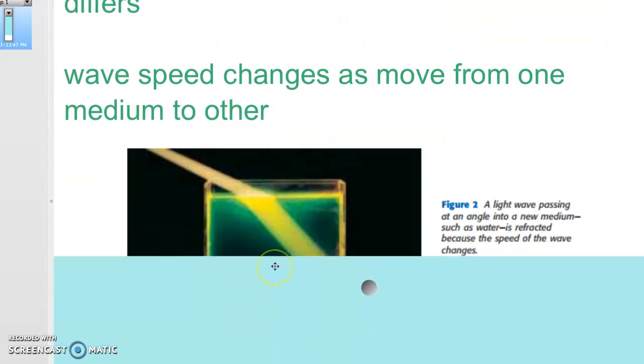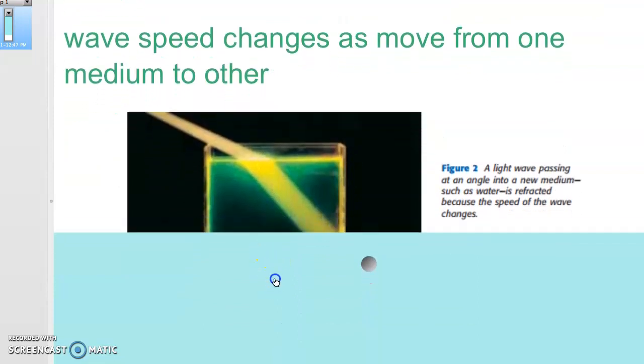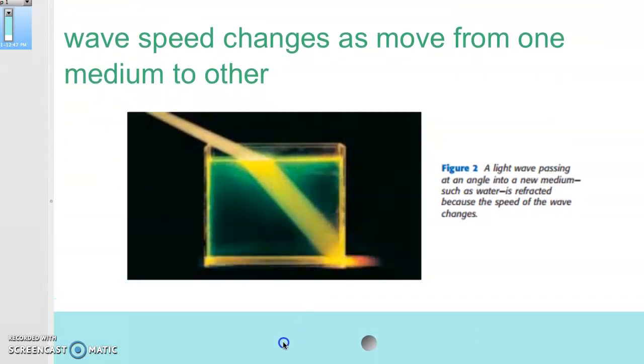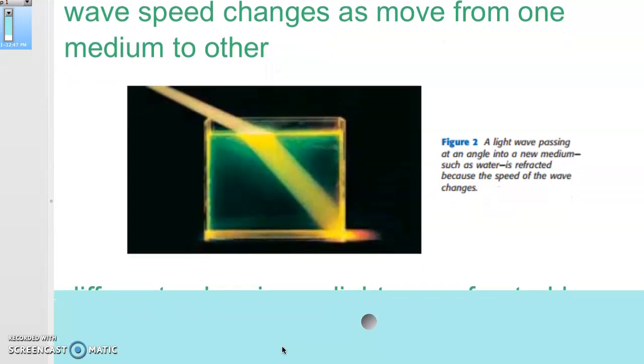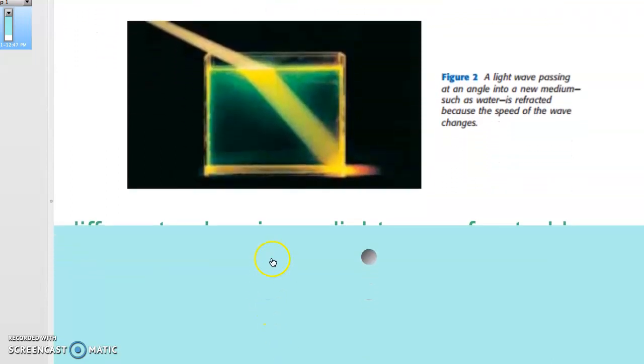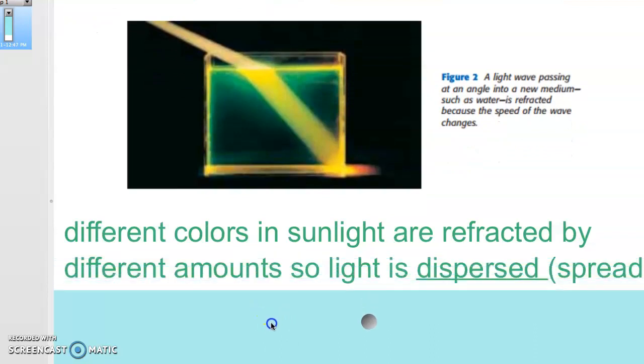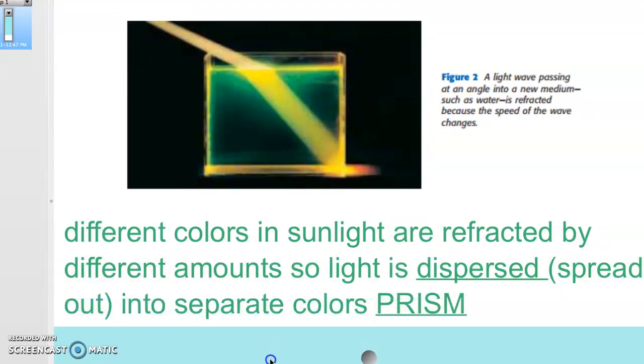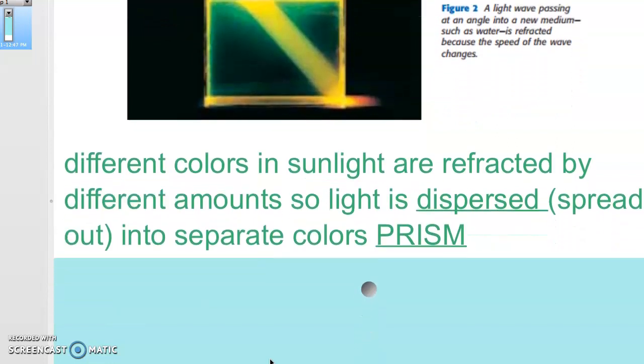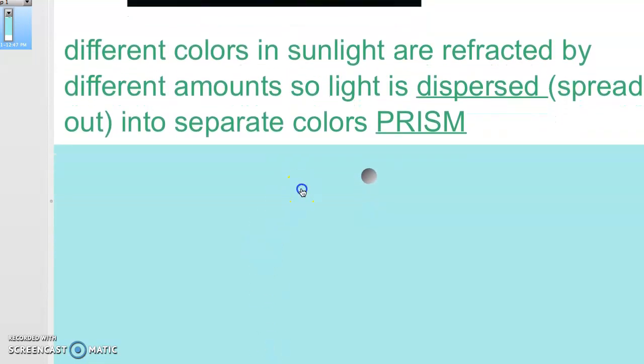So the most common example is when a light wave passes at an angle from air to water, and that's a great picture there that was in your book, figure 2. So the speed of the wave changes, so you can see the difference in what that light wave looks like. That's a very good example. So different colors in sunlight get refracted. You guys have seen that with the example of a prism, right? So there's different amounts of light and they get dispersed or spread out into separate colors by a prism. So I'm sure you're familiar with that. When you were younger, you probably studied those in science a little bit more. But that's a great example.